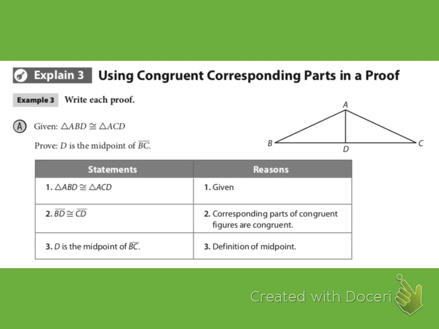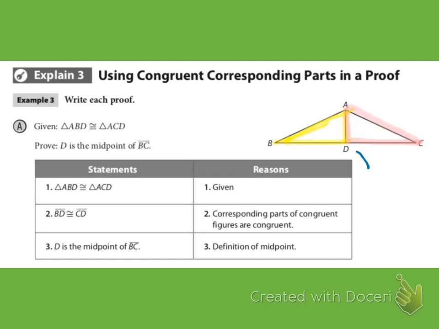So we're given this drawing, and we're told that triangle ABD, this one right here, is congruent to this triangle over here, which is ACD, this one right here. And we're told they're congruent. And we're asked to prove that D is the midpoint. They want us to prove that that point right there is the midpoint of the segment.